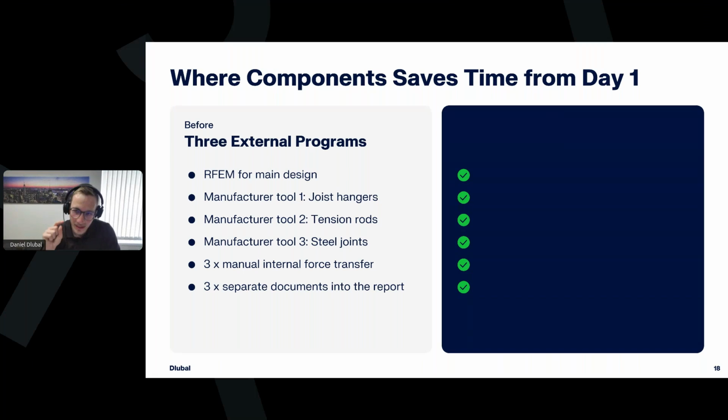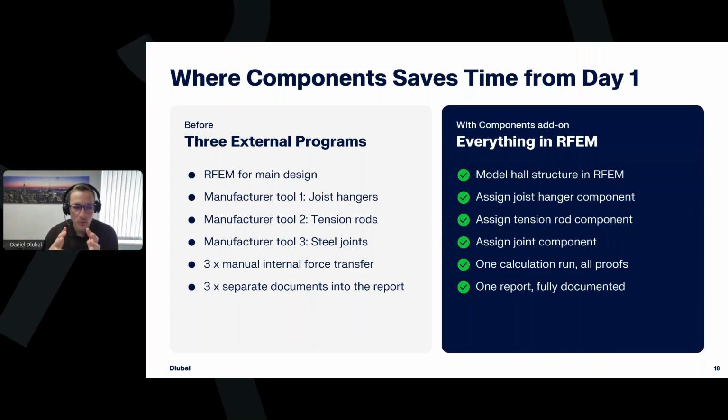And now this changes for you. So you save a lot of time because you can do everything in RFEM. So you can model the whole structure in RFEM. You can assign the joist hanger with a component, the tension rods, joint component. So basically every building product, every component. One advantage, one calculation run, all proofs, and you have also one report. And you neglect all these kind of external data transfers of results, support directions, and so on. So this is basically your main advantage and benefit.